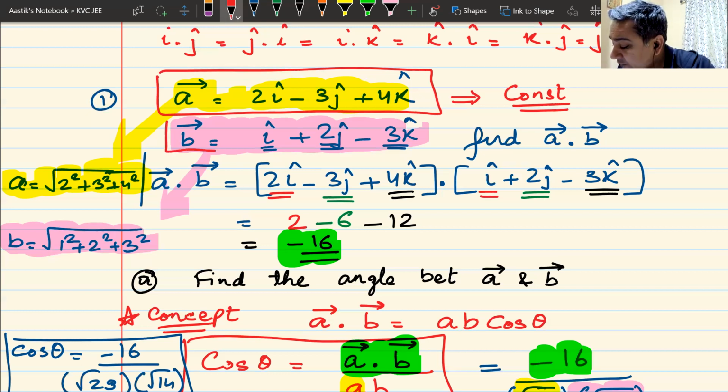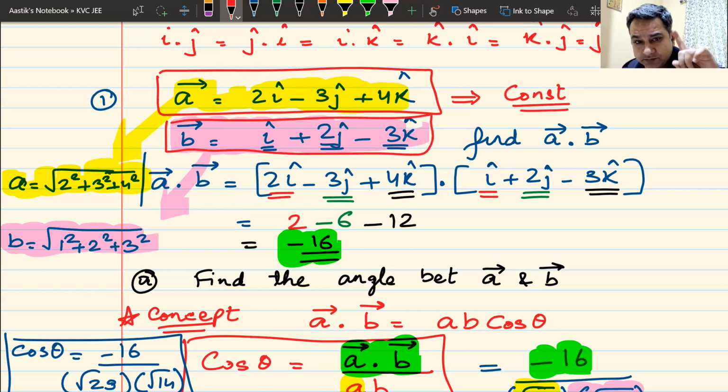Look at the vector B. In vector B, the term with i is 1, the term with j is 2, the term with k is -3. 1, 2 and -3, they're all constant. So this is also an example of a constant force. This is a constant vector. This vector could have been a force vector. So we are talking about such vectors or such forces which are constant. They do not change in magnitude, nor do they change in direction. Such forces or such vectors are known as constant forces.